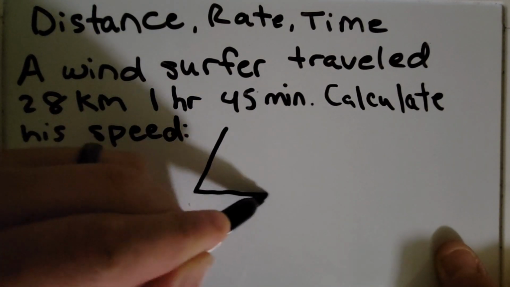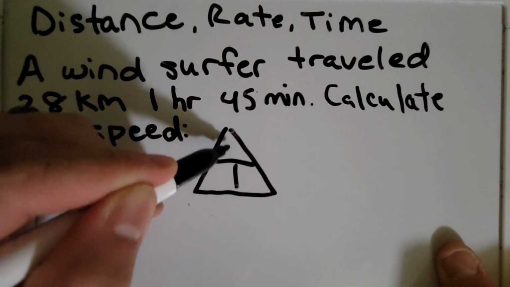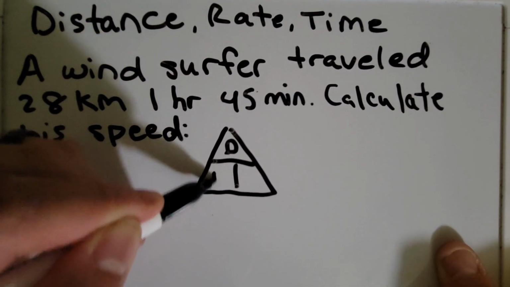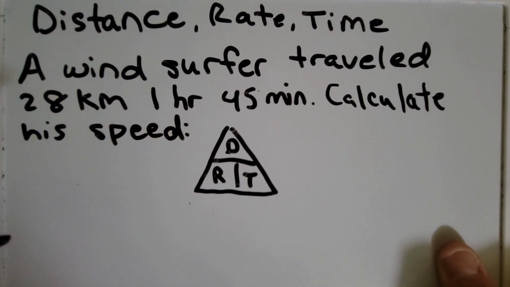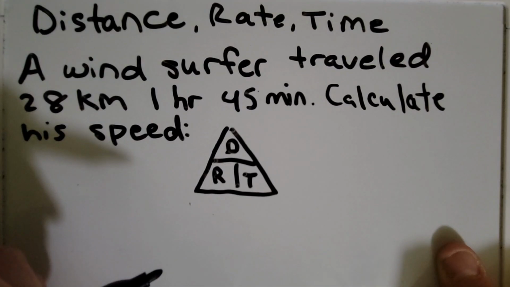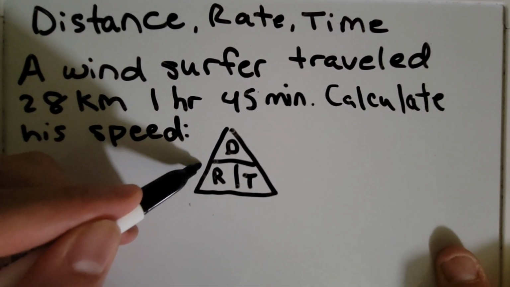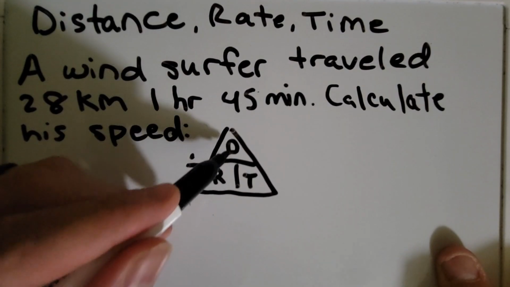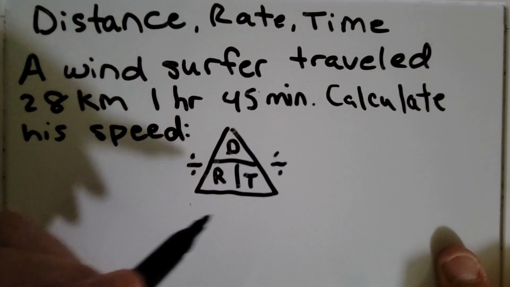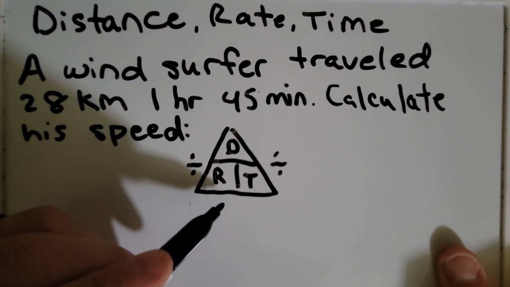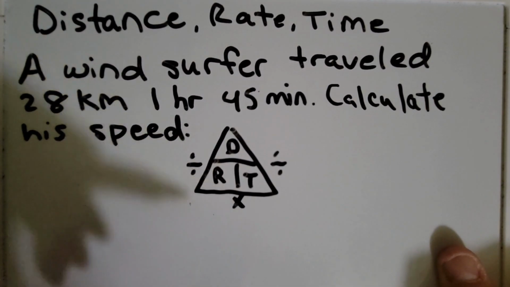So we're going to do a triangle, and it can go one of three ways. There's D for distance, there's R for rate, and there's T for time. Rate is just another way of saying speed. So when it's D over R, that's going to be divide. When it's D over T, that's going to be divide as well. However, when it's R over T, that's going to be multiplication.